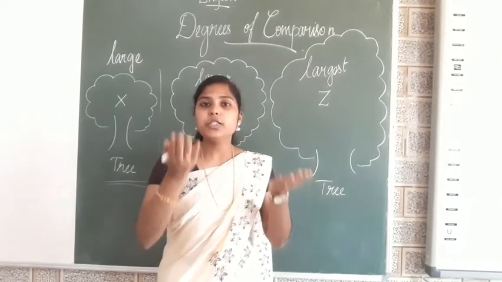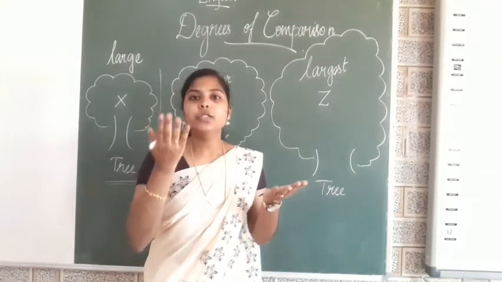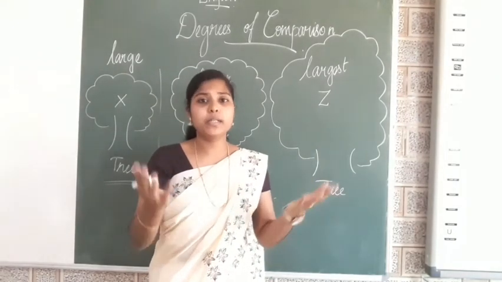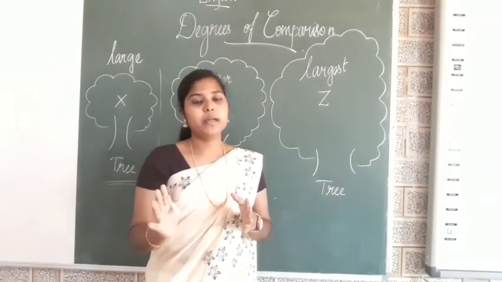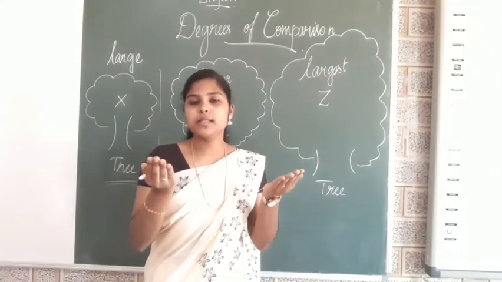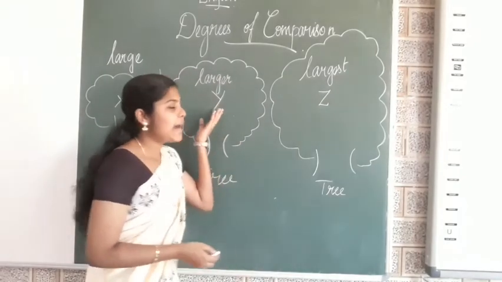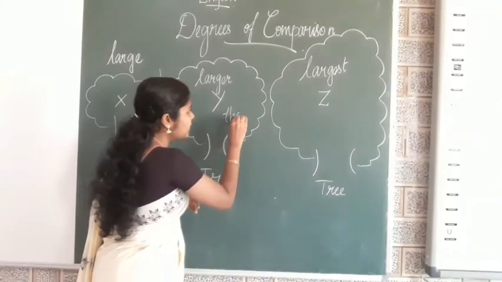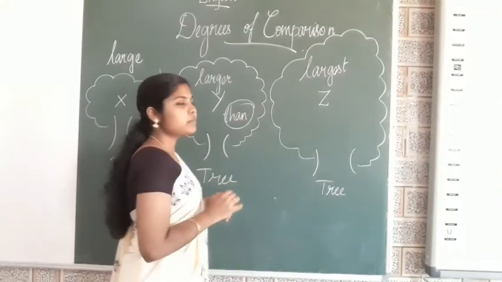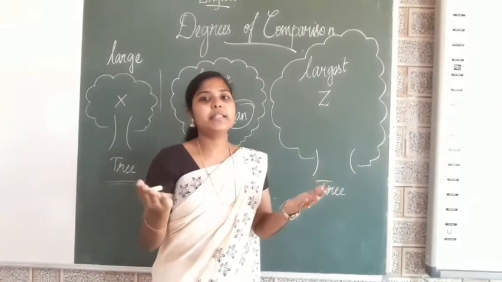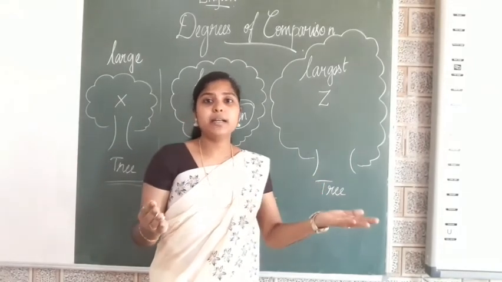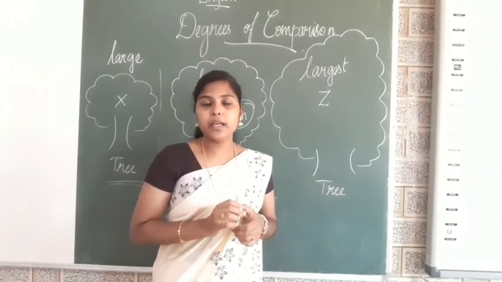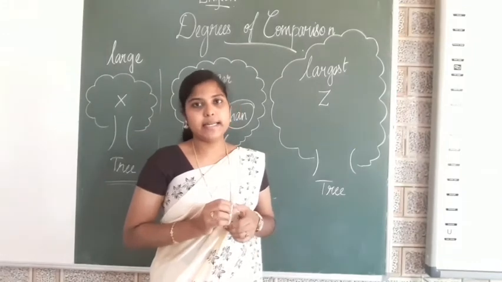If we compare two nouns, it may be a place or things or object or whatever. It should be a noun. If we compare two nouns, then it is called comparative degree. For comparative degree, we need the word than. This is better than that. He is better than her. Okay. So, the word than should be used in comparative degree.